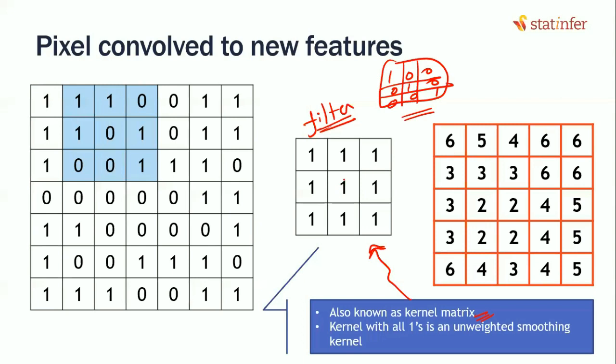Yeah, perfect. So the values of this kernel matrix need not be ones always. They can be any value. If you change the values of this kernel matrix, listen to me carefully, a particular feature of this image will be highlighted here. By changing the values of the kernel matrix, you can highlight a particular feature, or suppress a particular feature of the image.